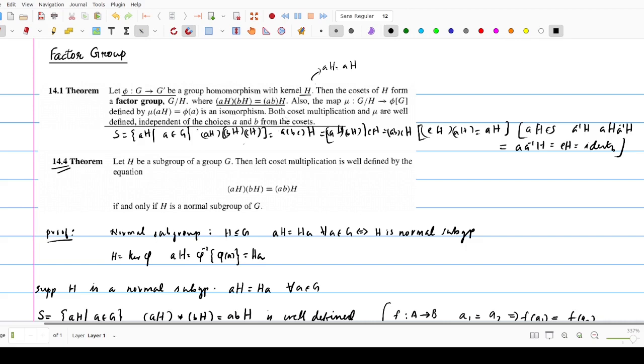So that group, if you consider H a normal subgroup, or H is a kernel, then you can easily define this group of distinct left cosets, and that group is called the factor group. Okay, so that is the idea of the first part of 14.1.